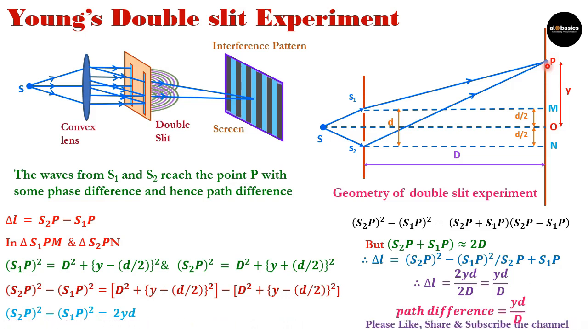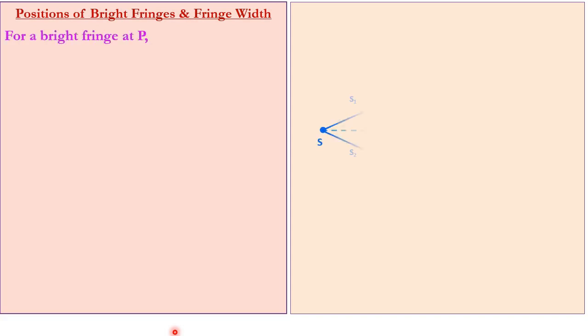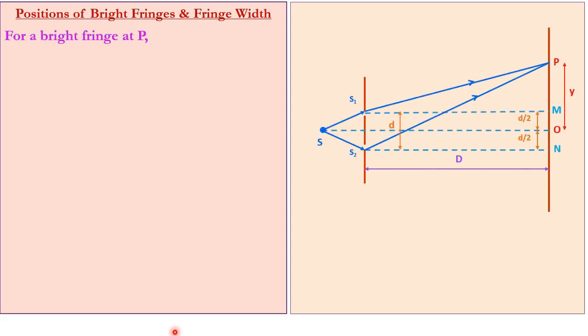Now this path difference we are using for deciding whether point P is a dark point or a bright point, whether we are getting constructive interference or destructive interference. Let us see how to decide whether point P is a bright or dark point and how much is the separation between two bright or two dark points. This point P is said to be a bright point or a bright fringe. Depending on the type of source, you will get either a point or a fringe.